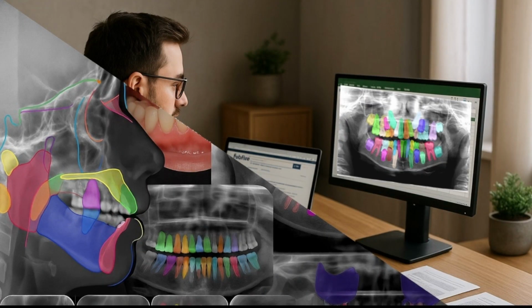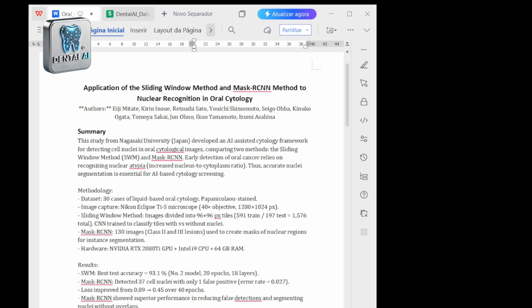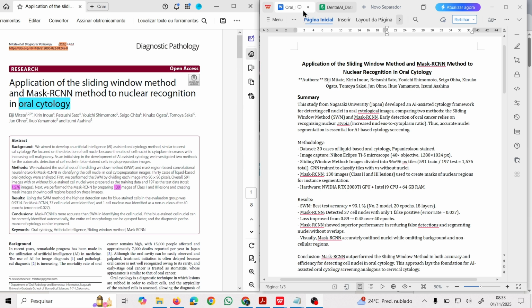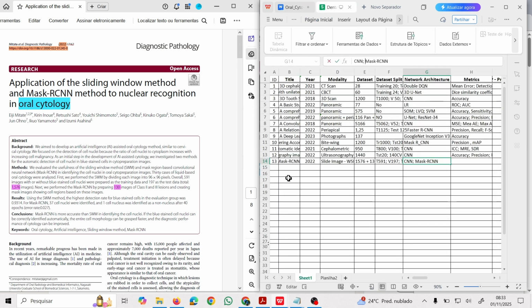Here at DentalAI, we analyze scientific publications, create educational resources, and explore clinical applications of artificial intelligence in dentistry. Today we'll take a look at the application of the sliding window method and Mask R-CNN method to nuclear recognition in oral cytology. Let's jump into the data extraction.